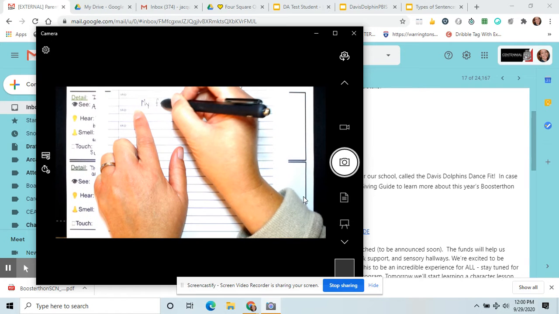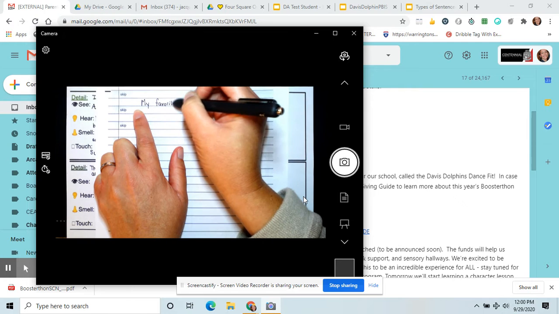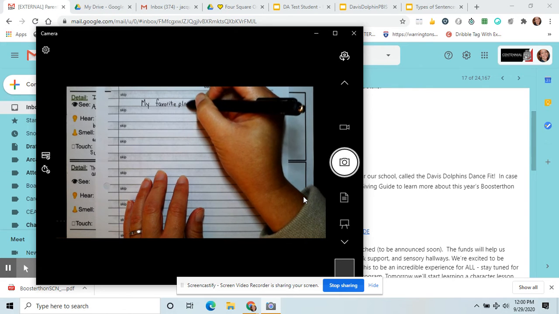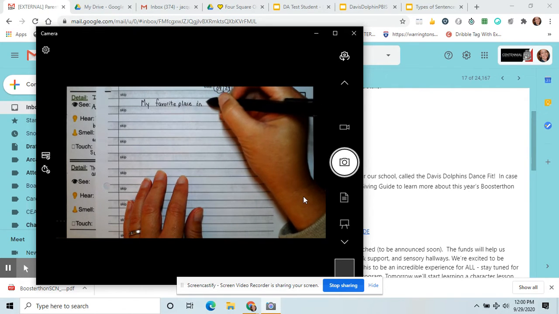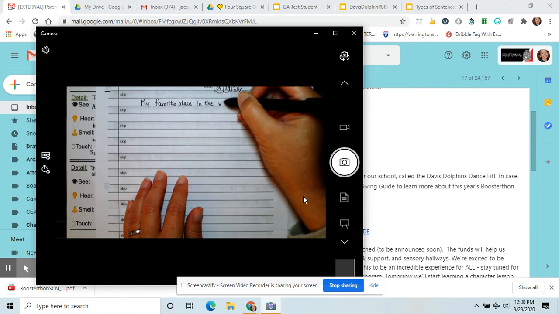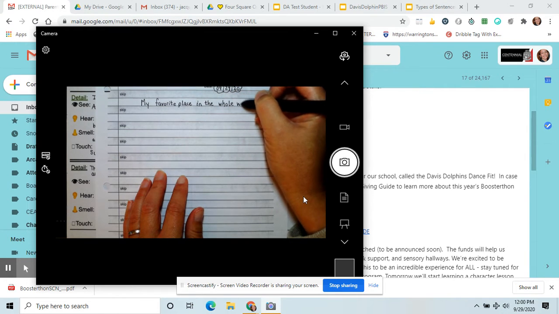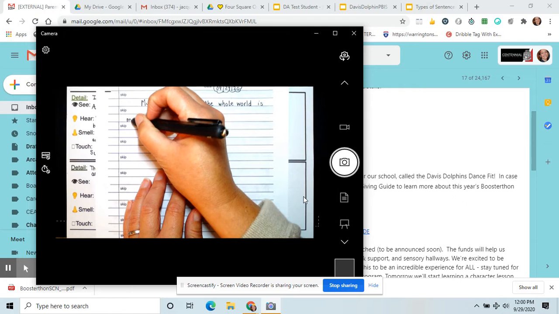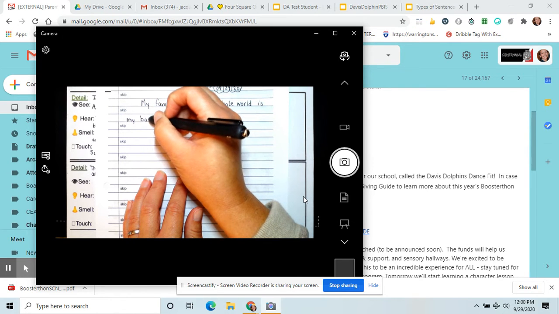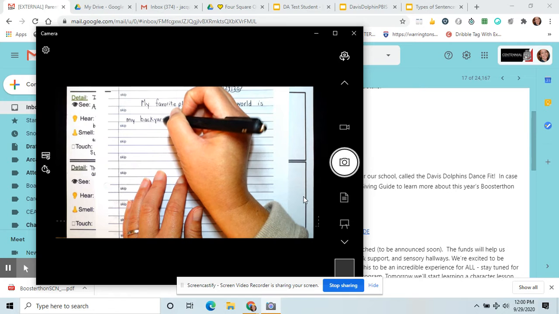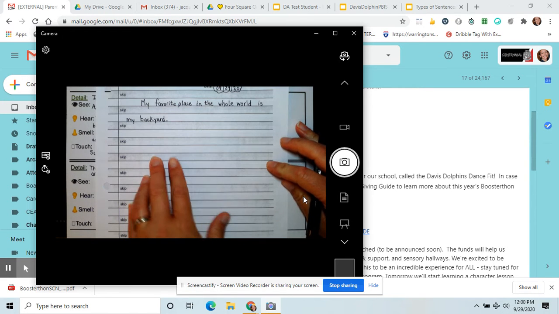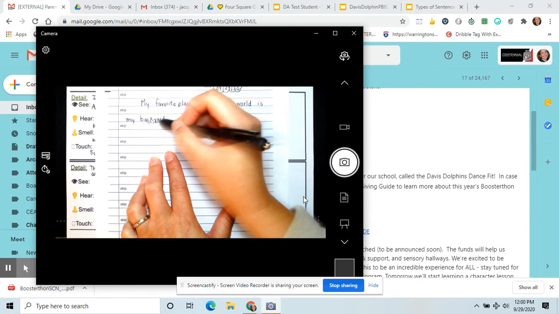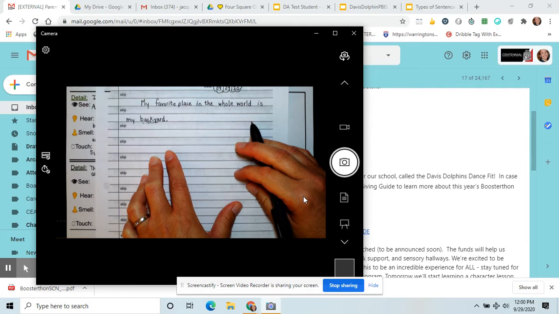My favorite place in the whole world is my backyard. I want to remind us, if you're unsure about the spelling, use your stretch out strategy and you can make a squiggle under that word so we know we have to go back to that word.